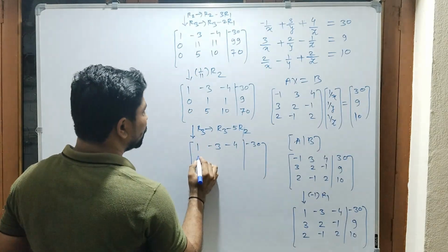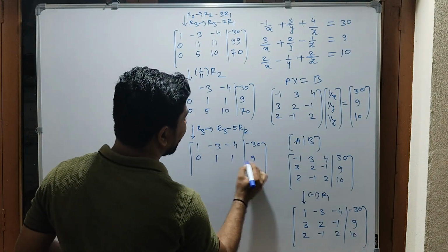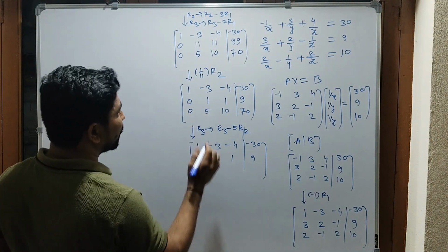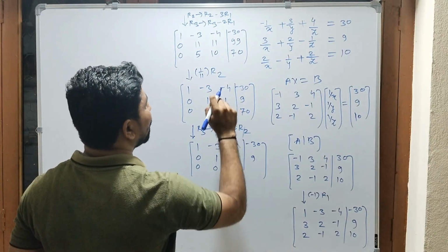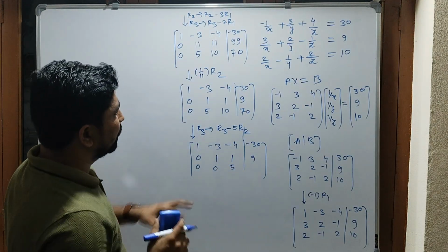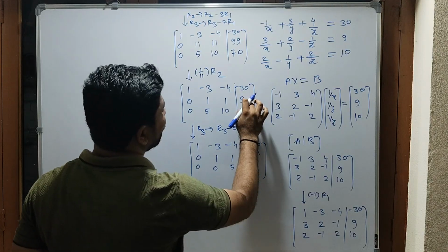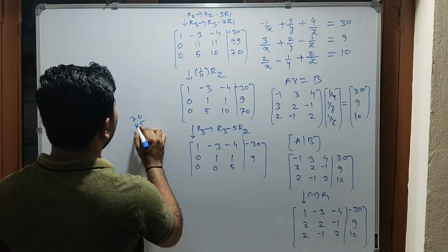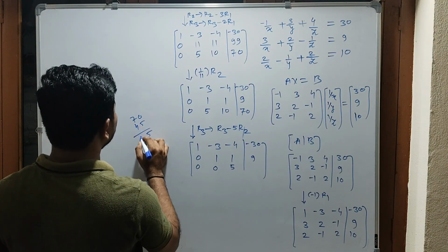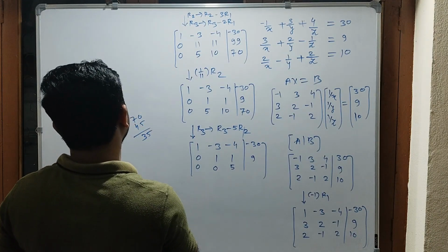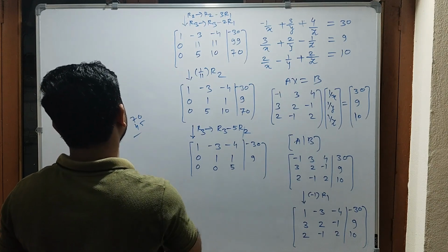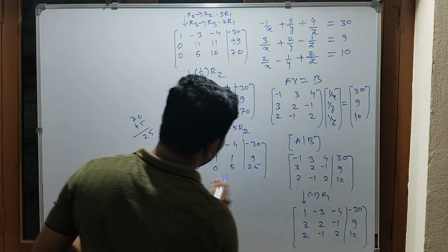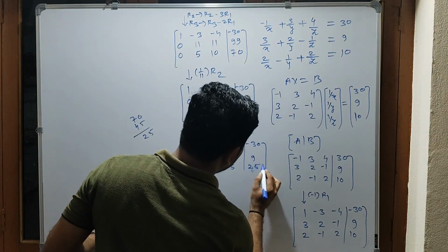Here second row 0, 1, 1, 9. Now third row: 0 minus 5 times 0, that is 0 minus 0, 0. 5 minus 5, this is 0. 10 minus 5, that is simply 5 here. Now 70 minus 45, this is 5, and here 70 minus 25, this is 5, and here 6 25, this is 25.